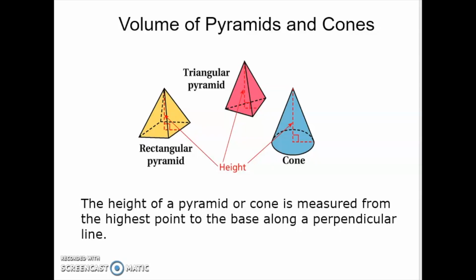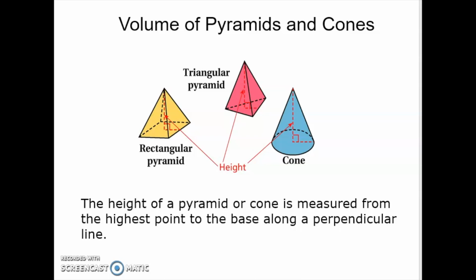Welcome back. We're going to continue talking about volume of three-dimensional shapes. We looked at prisms in the last video, and today we're going to be looking at pyramids. Pyramids are a little different than prisms in that they only have one base, and then the faces, the sides, come to a point at the top called the vertex.